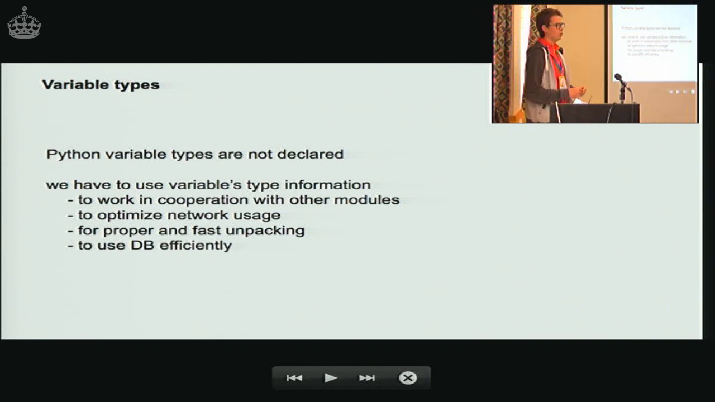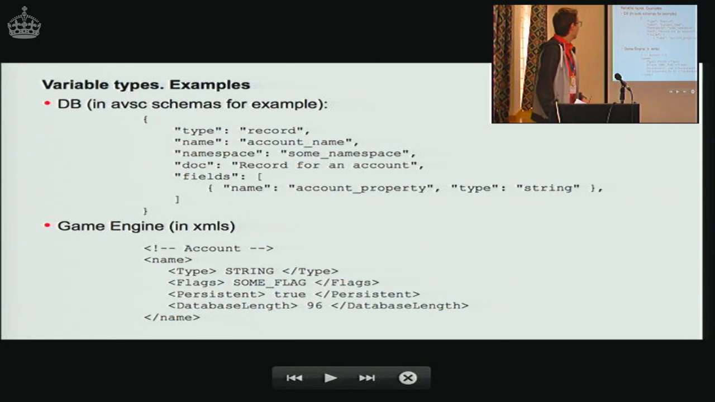We have to know types to optimize network usage. Also, we have to know types for proper and fast unpacking and for using the database efficiently. Here are a couple of examples of database types using a schema. If we have to save something, we have to make a type for that variable. Also in the game engine, we, for example, have an account which also has a type, has some flags, has some persistent options, database length, and so on.